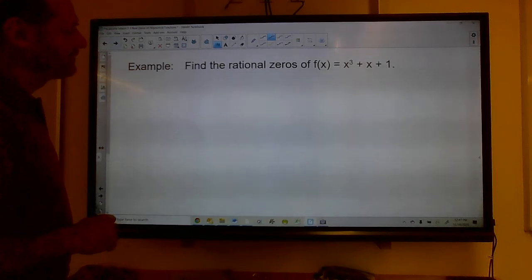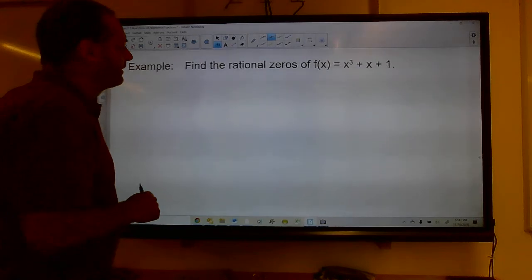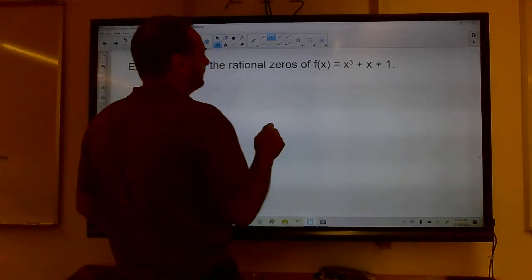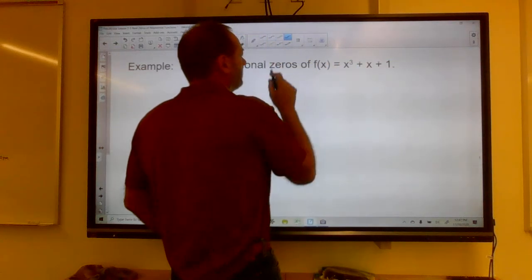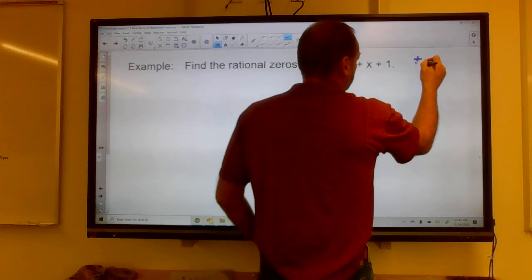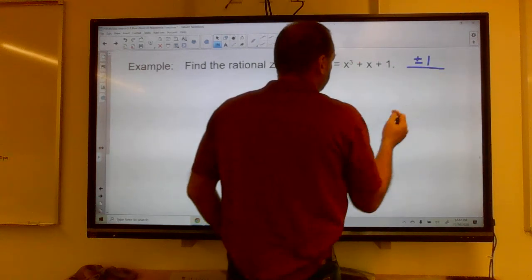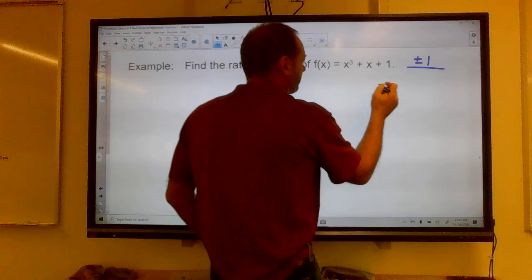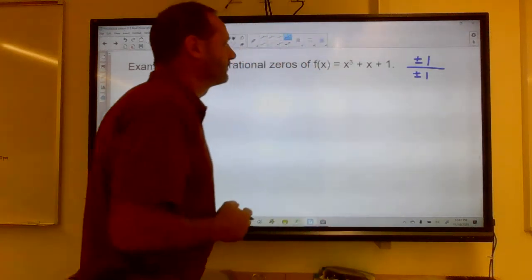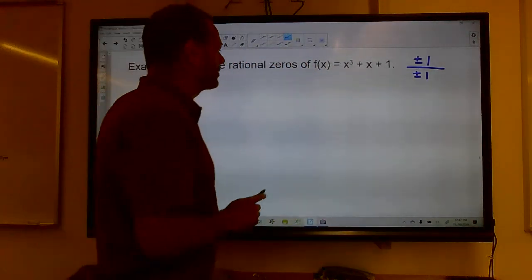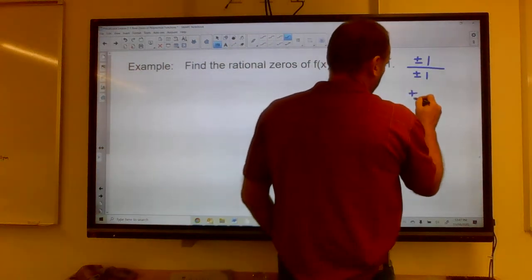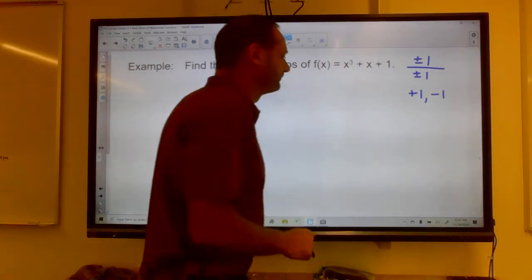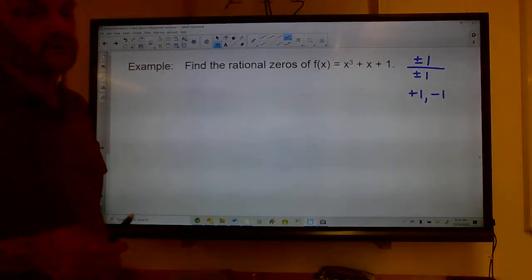This is probably not the best one to do this with because it's all ones. But here's what you do. You take the constant number right here, and its factors are plus or minus 1. And you divide that by the factors of the leading coefficient here, which are also plus or minus 1. And so the possible rational zeros now are plus 1 or minus 1. That means those are the only ones you've got to check.